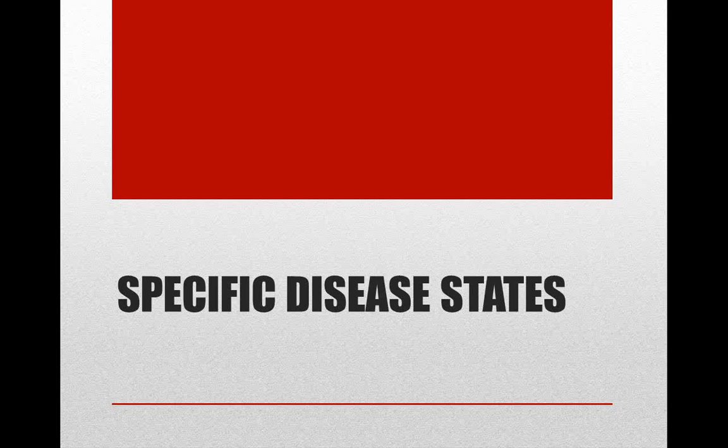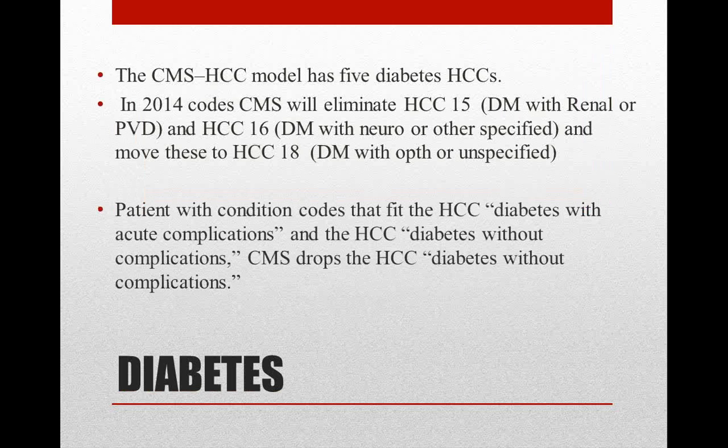The next stage we'd like to talk about are the specific disease states, just to give you some examples of the key ones that you should focus on in your practice. Diabetes is the biggest. The model has 5 diabetes HCC categories, and as you saw in the first couple slides, there's different levels based on the manifestation. So a patient code that fits into diabetes with acute complications and also gets coded diabetes without complications, CMS takes the higher one. They drop the one without complications.